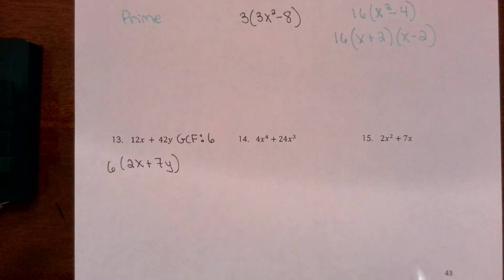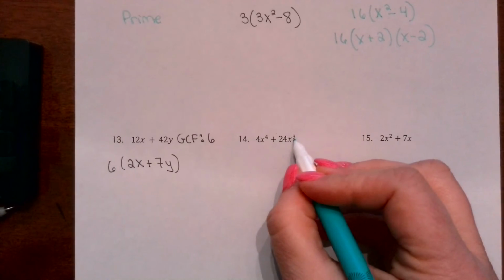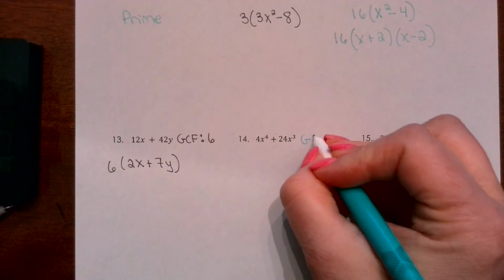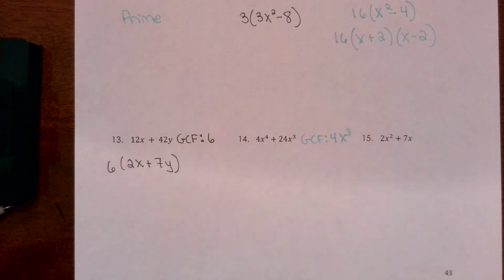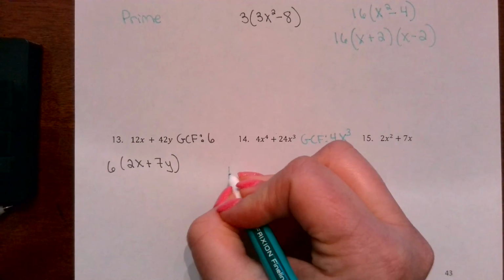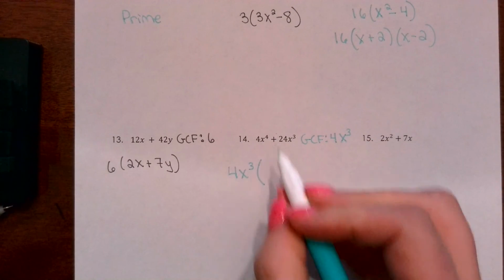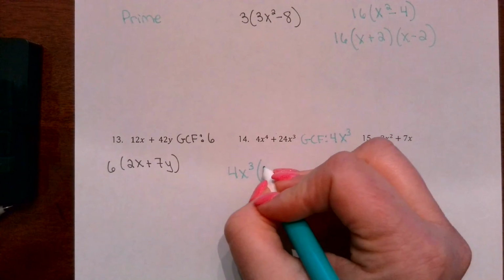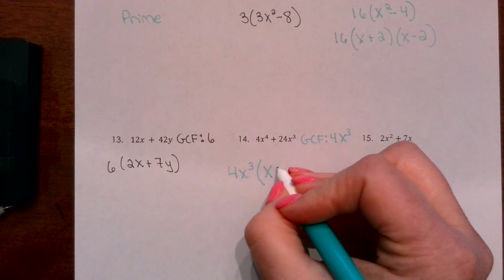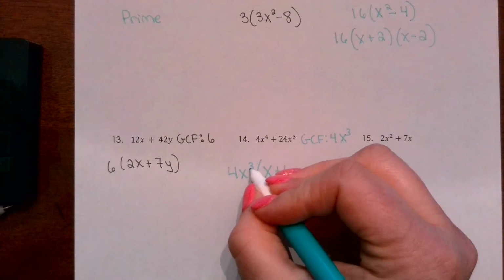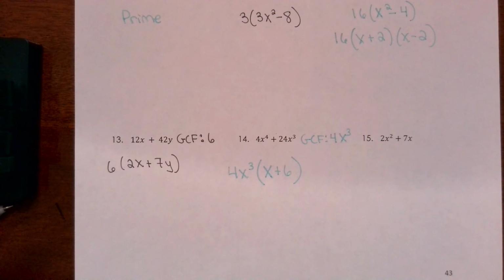Looking at number 14, I know 4 goes into 4 and 24, and I also have at least x cubed that can be removed. So this has both a numerical and a variable GCF. So I am going to remove 4x cubed. 4 divided by 4 is 1, and 4 minus 3 is 1, so that leaves an x. 24 divided by 4 is 6, and 3 minus 3 is 0. And I can no longer factor that.